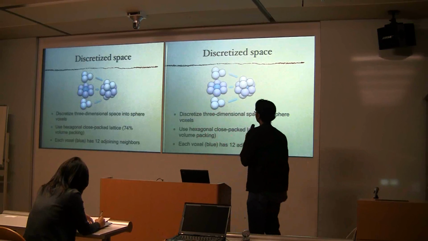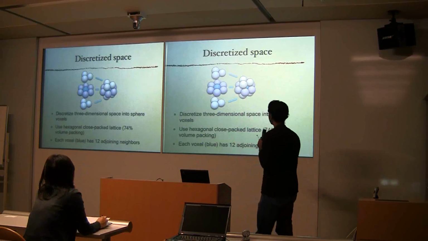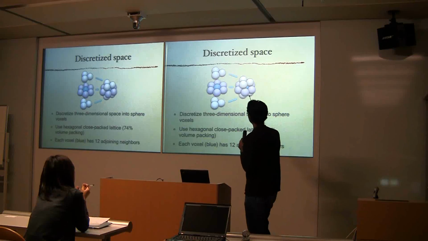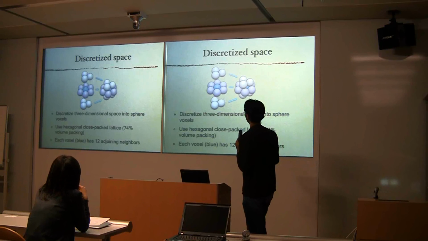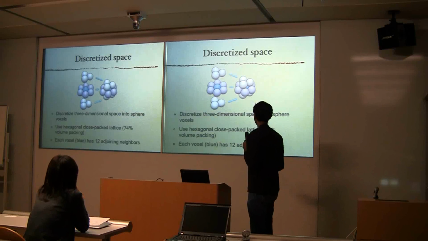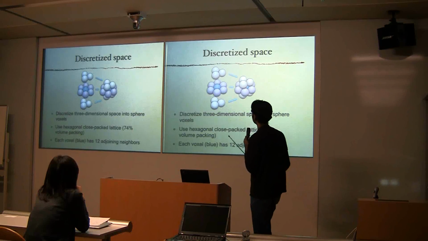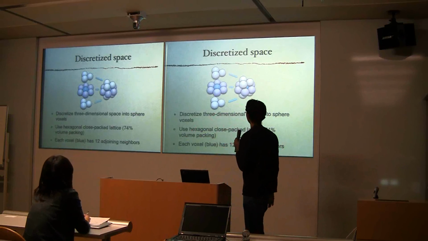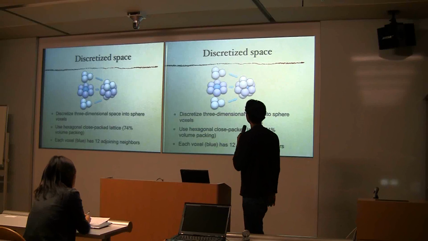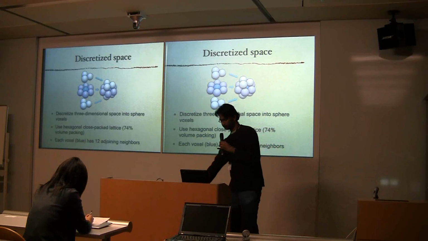In order to reduce the computational time, I discretized the space into a hexagonal close-packed lattice. In this lattice of equal sized sphere voxels, 74% of the volume is packed by the voxels, and each voxel has 12 adjoining neighbors. So this voxel here, you can see that it has 12 neighbors. The reason why I use this hexagonal close-packed lattice is because it is the highest packed lattice available. This is important so that there's more fine-grainedness in terms of the movement of the molecule.